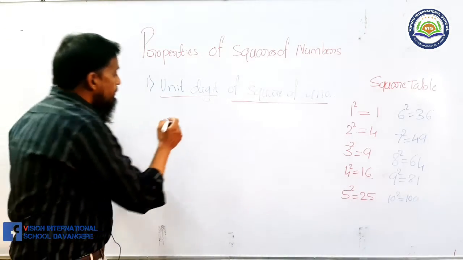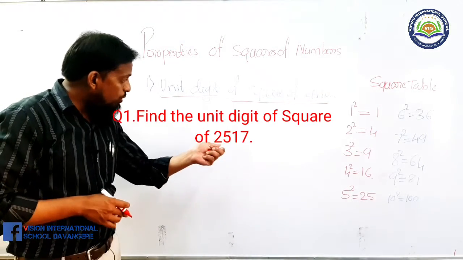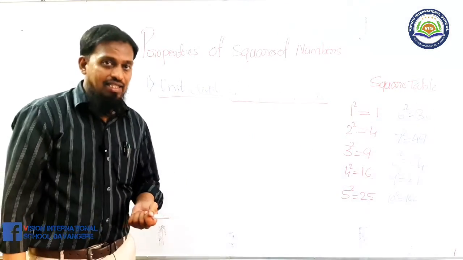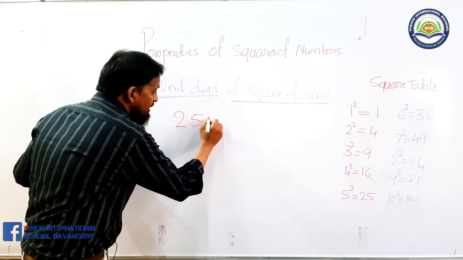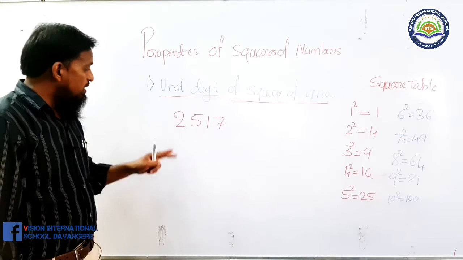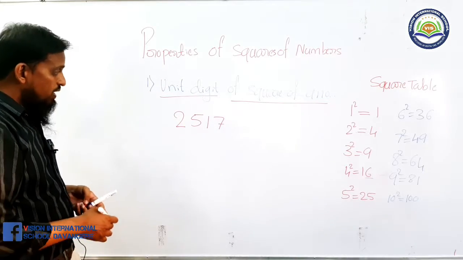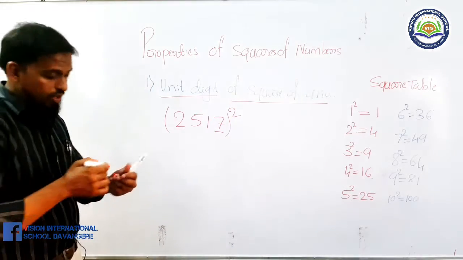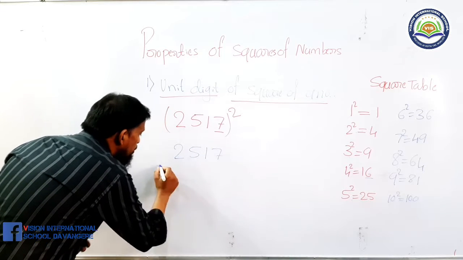Let us take one more problem. The question is, find the unit digit of the number 2517. They are asking for the unit digit of the square of this number. They are asking the unit digit of the square of this number. We have two options. One option is to multiply this number two times.